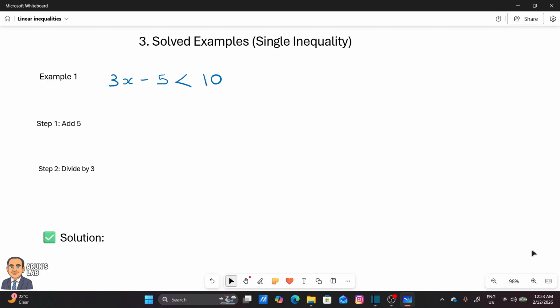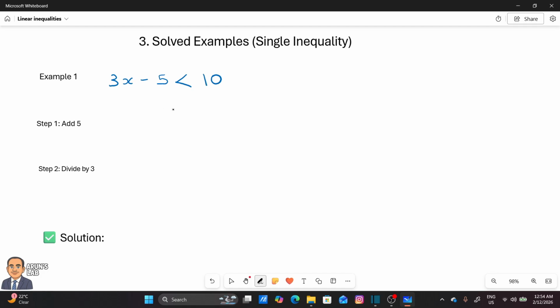Let's solve an example with a single inequality: 3x minus 5 less than 10. This is a linear inequality. How do we solve it? We need to find all the values of x which make this inequality true. That's the main aim of solving a linear inequality: find the unknown values of x.